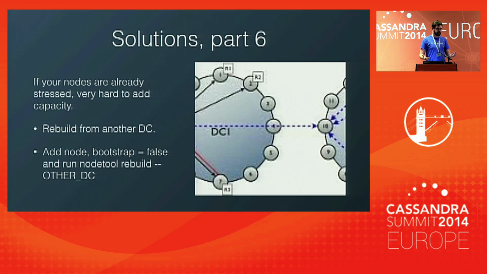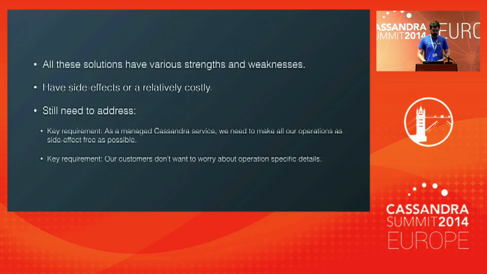Although the obvious downside with this is that if you're not currently running 2 data centers, it's very hard to do, or if you don't have the budget to do it, then that's obviously an issue. So as I mentioned, all of these solutions have various strengths and weaknesses. They have side effects, or they're potentially very costly. And for us internally as well, it still doesn't answer the question of how do we address making all our operations as side effect free as possible, so that when our customer does go to hit the add capacity button, there are no additional side effects.